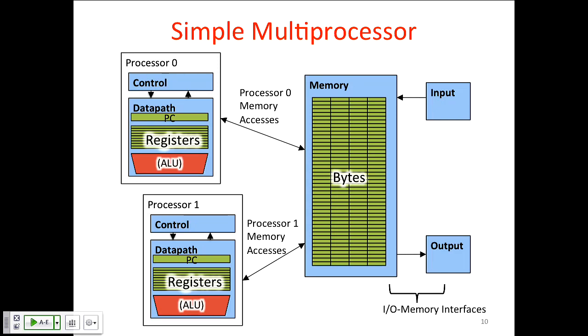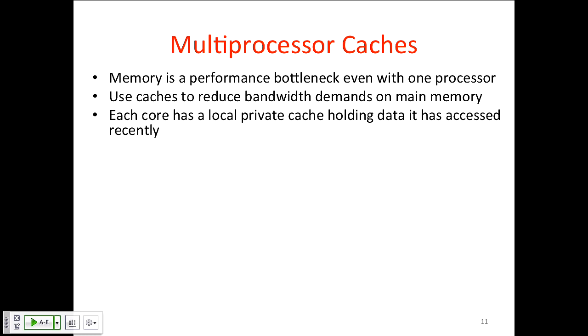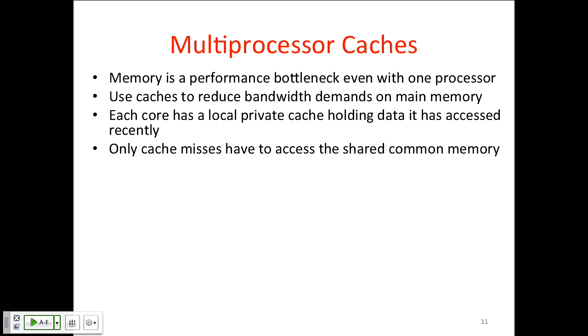Now, if the memory system is a bottleneck even when you have only one processor, as you start adding more processors, the memory system is going to become increasingly the bottleneck. So when you're building multiprocessor systems, you really want to add caches to help isolate the processors from the speed of the main memory. So you're going to use these caches in a multiprocessor system also, and it's even more important there because you have all these different processors banging on the same main memory. Each processor core is going to have its own cache, and only when you miss in the cache do you have to go to the shared memory.